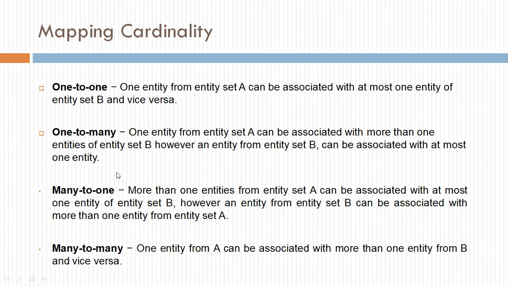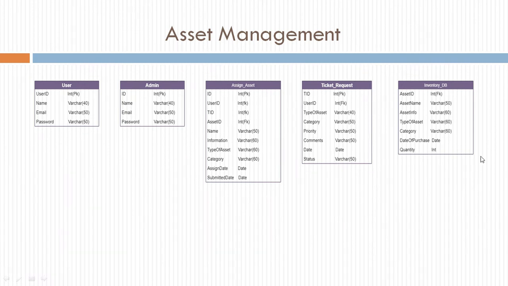So it's a mapping cardinality that we are using in database schemas. So we have an asset management application. We have five tables with the names user, admin, assign asset, ticket request, and inventory DB. In that application, if a user wants to log in, he has a user ID and password in the table. Also, the admin table has an ID and password.